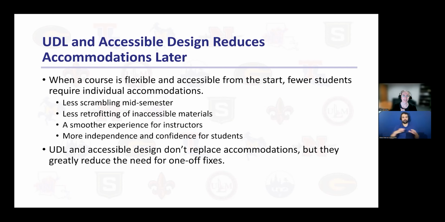Right, because universal design and accessible design reduce accommodation needs later. When a course is flexible and accessible from the start, fewer students require individual accommodations. So there's going to be less scrambling mid-semester, less retrofitting of inaccessible materials, and a smoother experience for you, the instructor, and then more independence and confidence for students. Now, this doesn't mean that you're not going to get those accommodation notices saying the Office of Accessibility has sent someone and these are the accommodations that they need. It just means that you're going to be prepared.